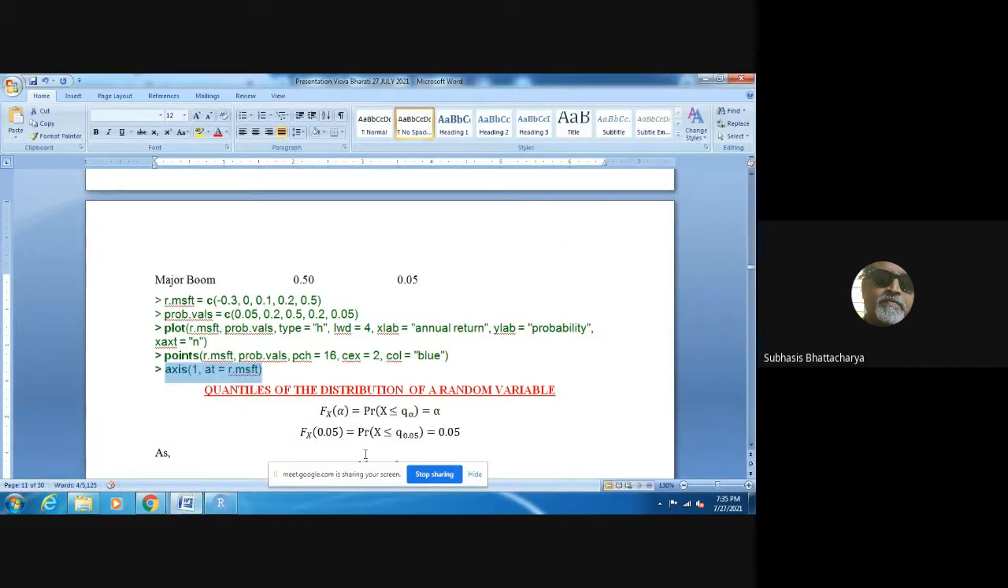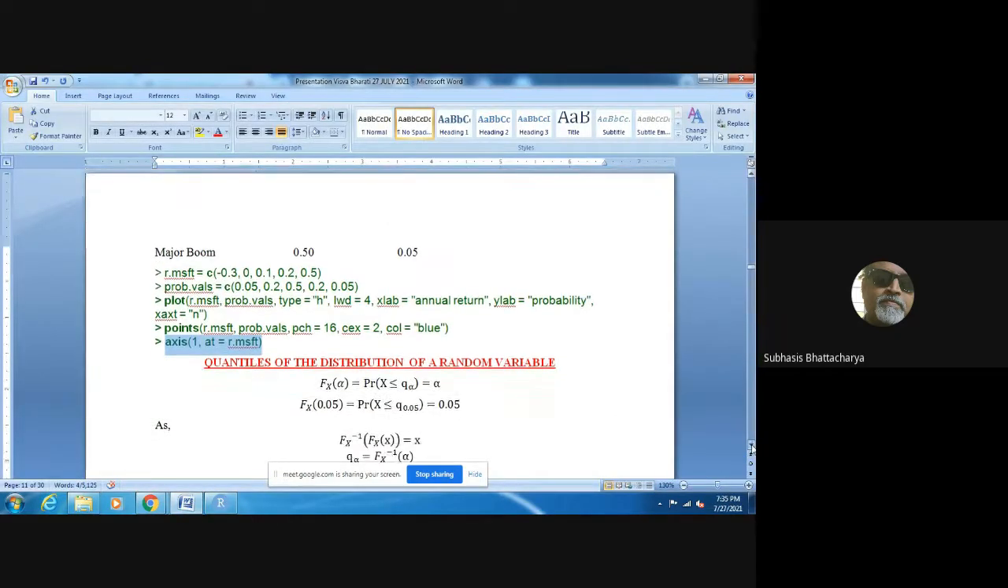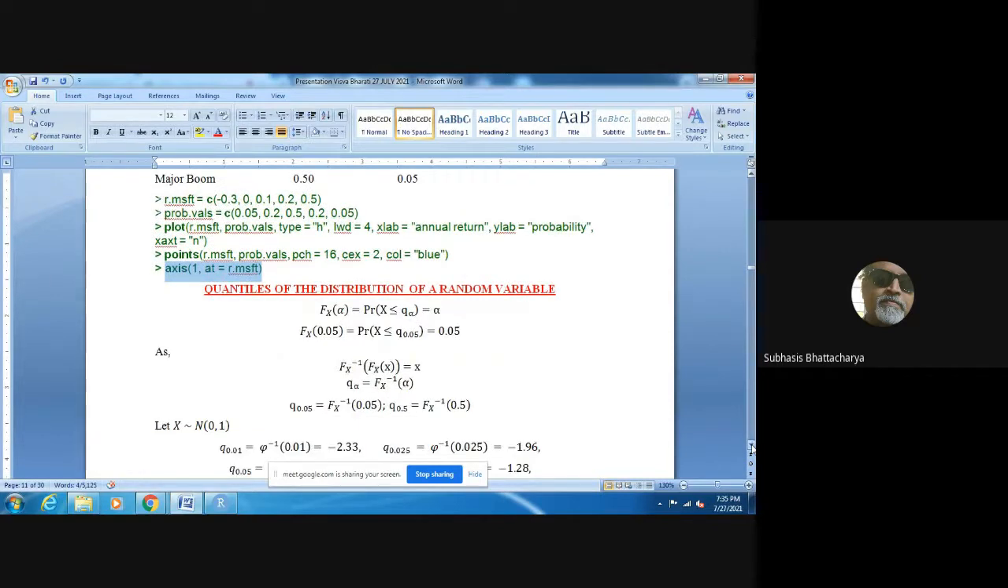One important thing is that a random variable has a cumulative distribution function, and that function is identified as capital Fx. And what is alpha? Alpha is the quantile. So the 100 alpha percent quantile of a distribution for X is the value Q alpha.